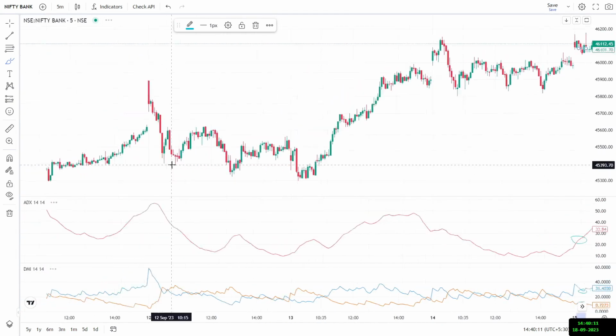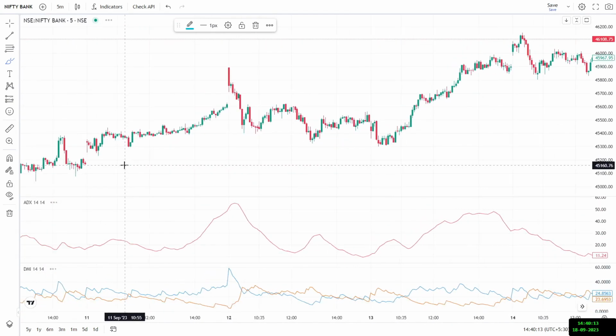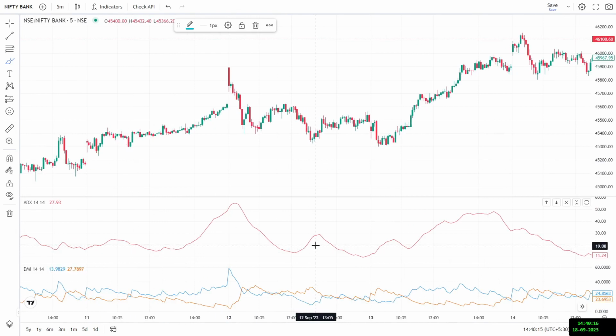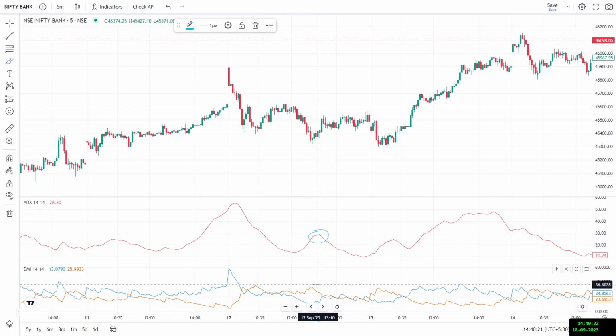So let's try to see an example. If you see here, somewhere around here, the ADX did go above 25, but the DI minus was above the DI plus, so I would have taken the short entry. So that is the strategy.